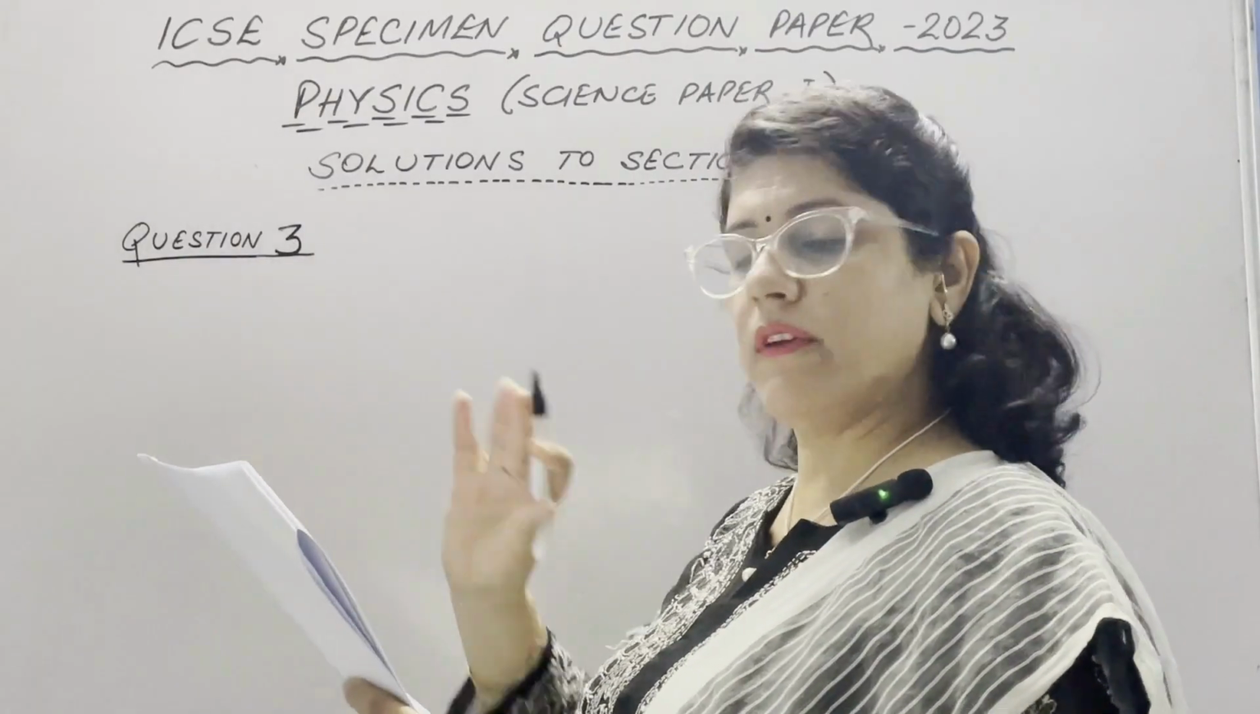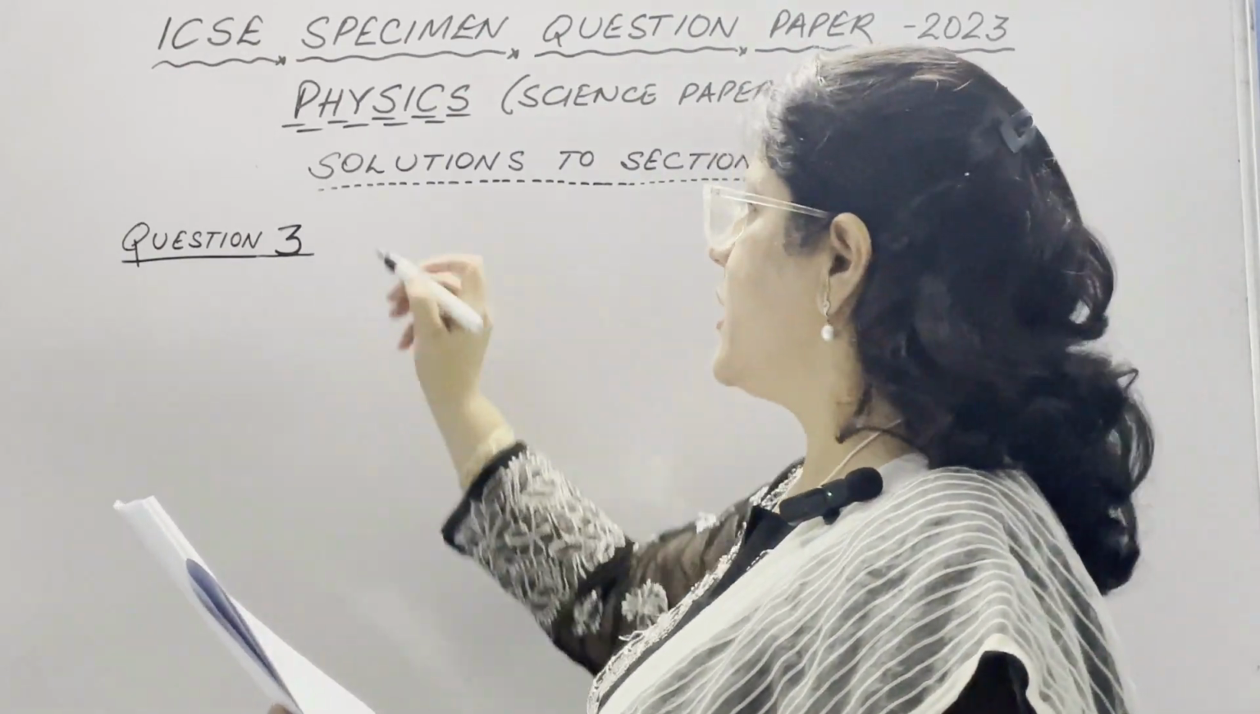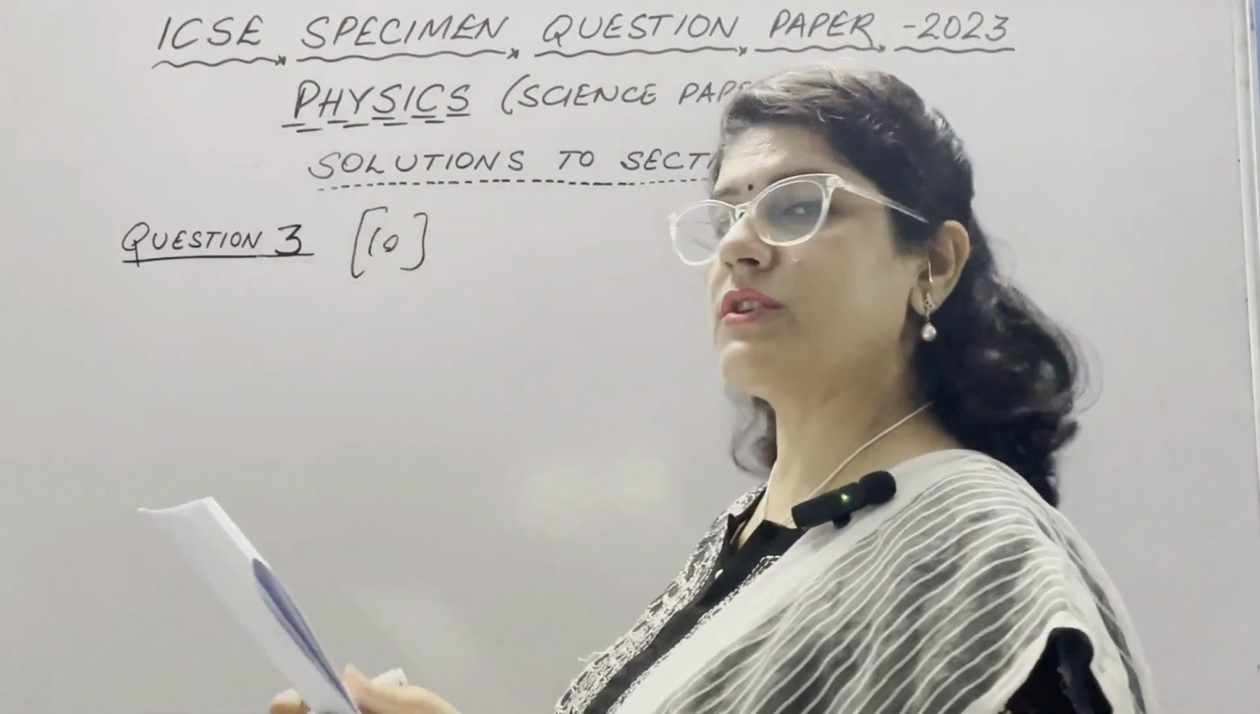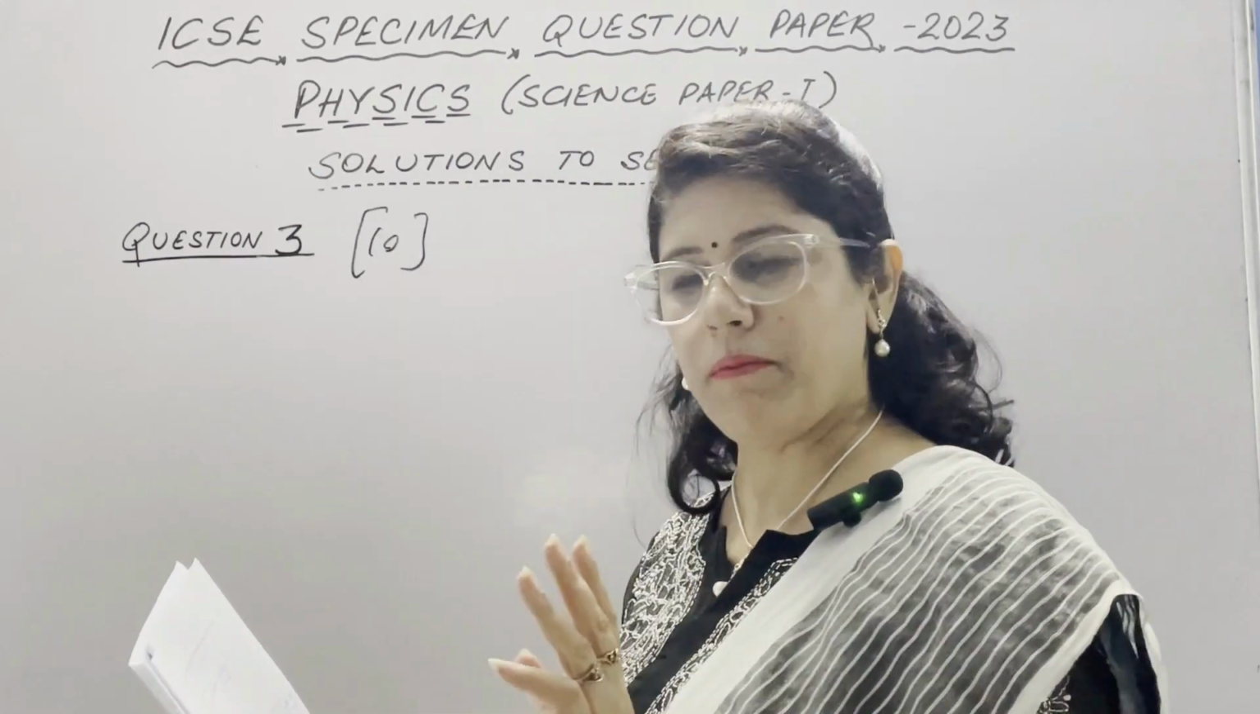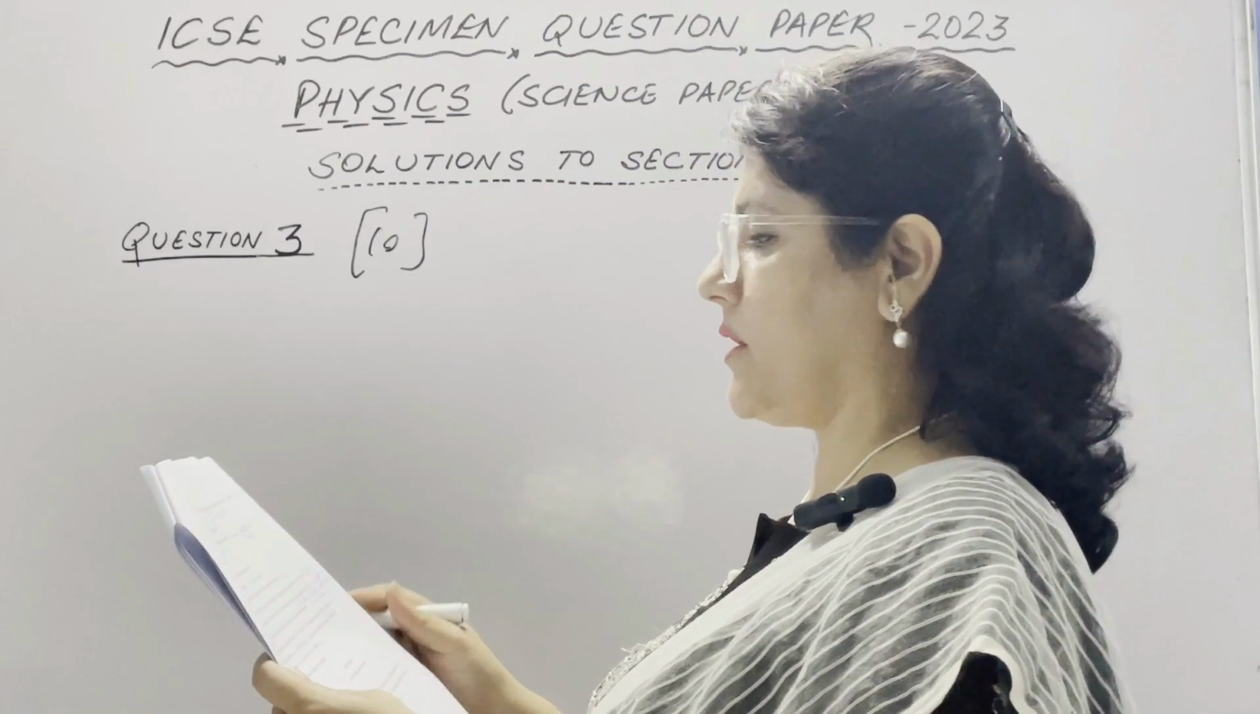Now, question 3 having 5 parts of 2 marks each. It means this question is of 10 marks. Question 1 is of 15 marks, question 2 is of 15 marks, and question 3 is of 10 marks. Collectively 40 marks of section A.